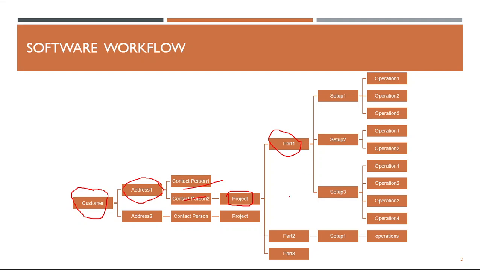Say, I have received 10 parts from contact person number 1 or maybe contact person number 2. Then I will make it a project, like I could give that project a name, and those 10 parts could come under that specific project itself. Then every part will have its own setups, and the setups will have their own operations. So this sequence we are going to follow throughout the software.